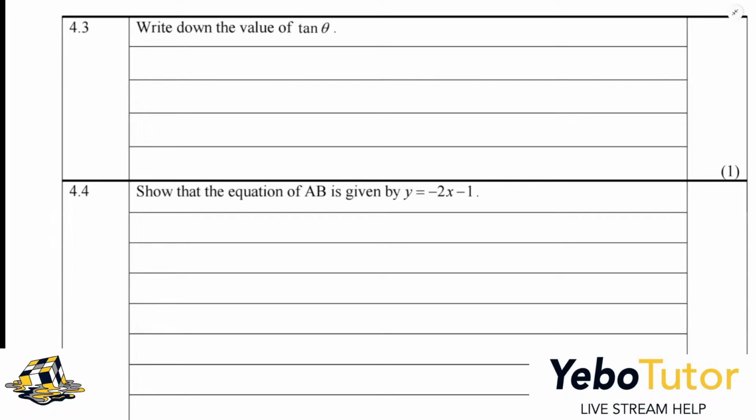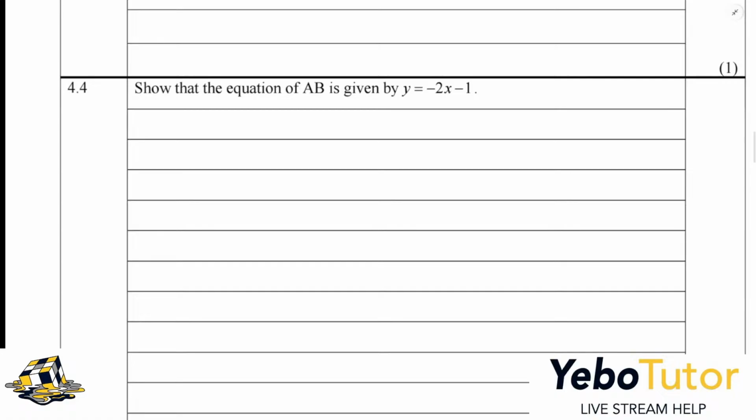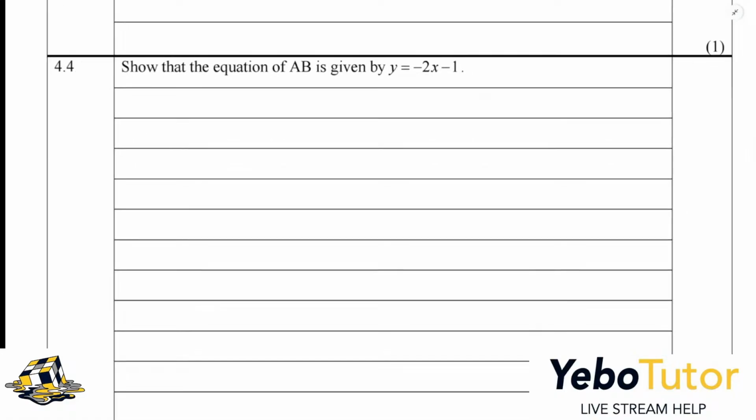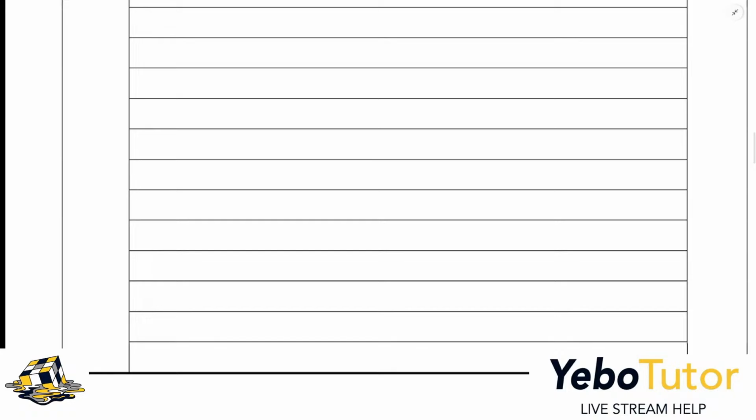Now, show that the equation of AB is given by y is equal to that. Okay, how many marks is that? So that we can show them that we know what we're talking about. 4.4, we're looking at 3 marks. So we need to show that that is equal to that. So how can we solve that?